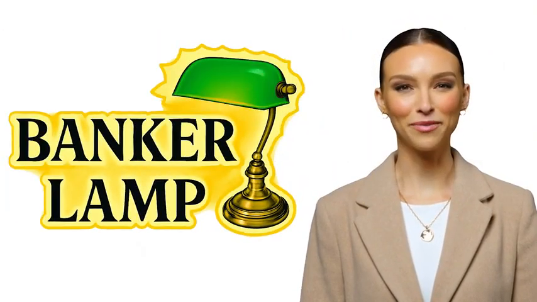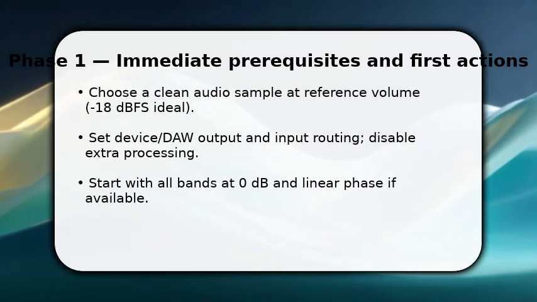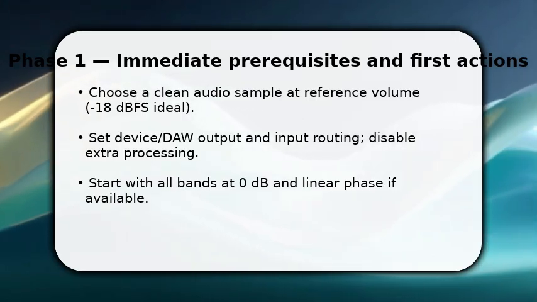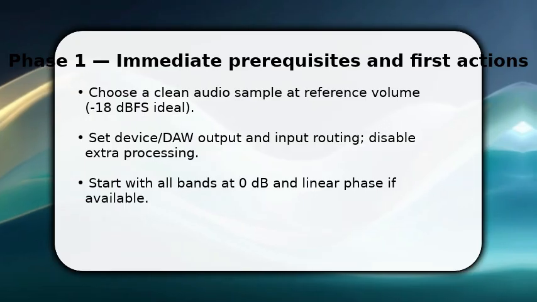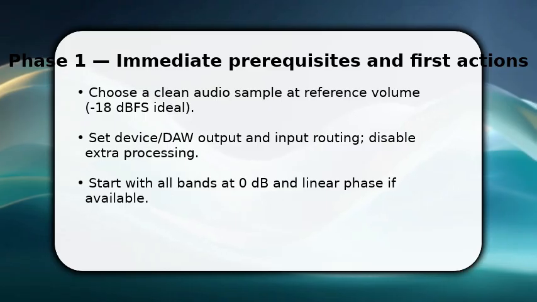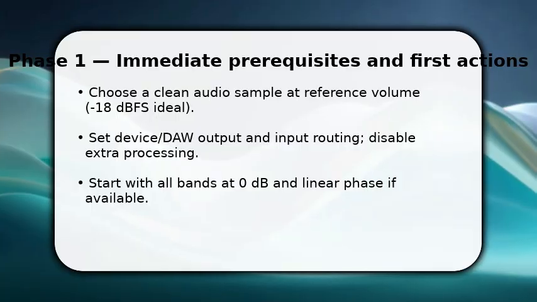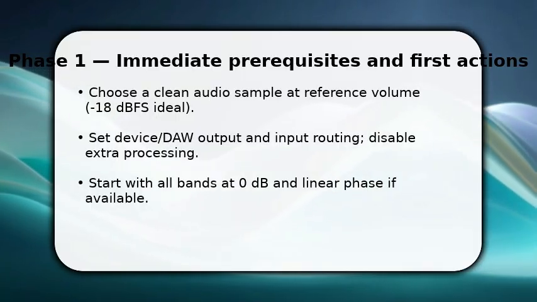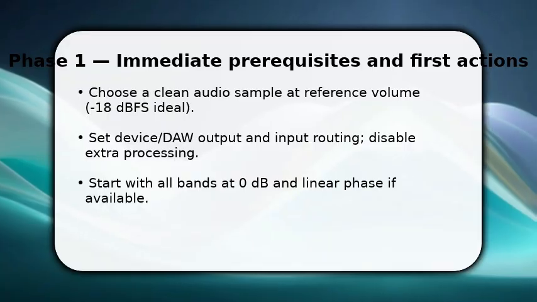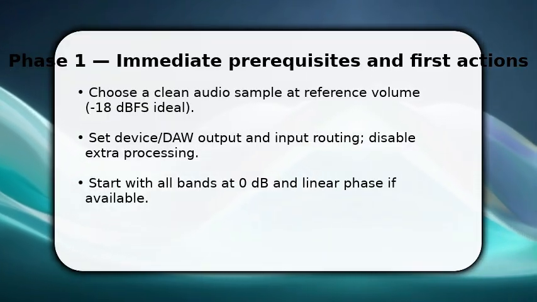Please enjoy the video. You begin by loading a representative track and setting a consistent reference level. This helps you hear real changes. Once done, silence any master compression or processing so the equalizer acts alone. Make sure to reset all bands to 0 dB and select linear phase if phase integrity matters. This avoids smear. Now, play the looped section and listen for the most obvious frequency problems.